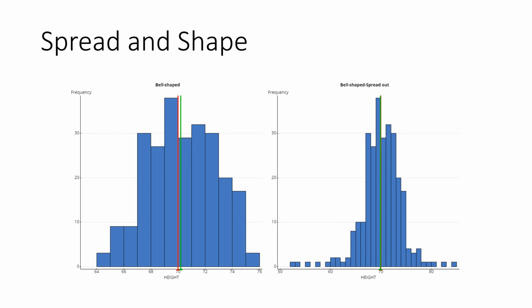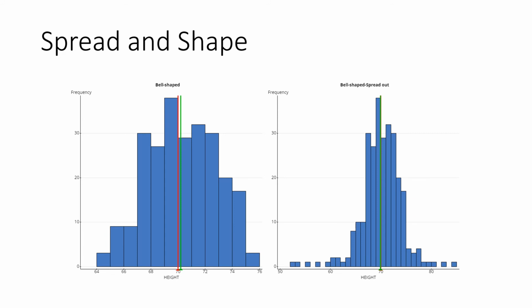What we know about it, though, is that it's more spread out. It's got more small values and more large values, whereas the one on the left-hand side is pretty much going to be contained within a fairly average range of data.